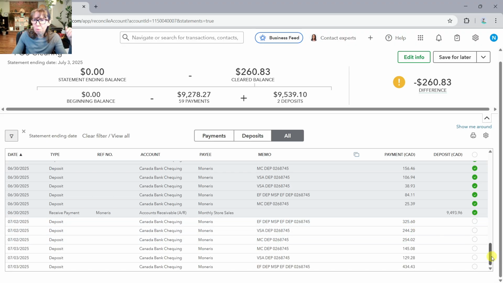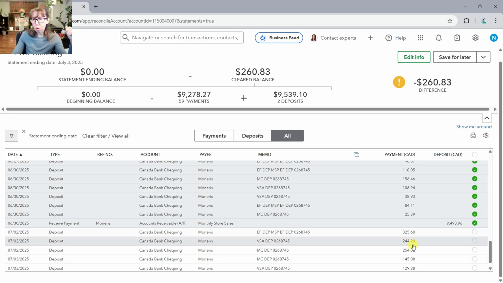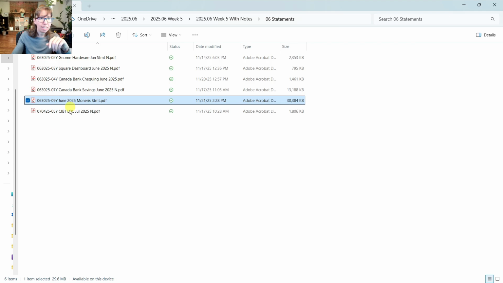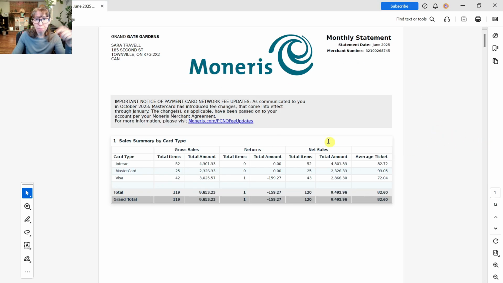So how would we know what portion of these 3 is June and what portion is July? And that's when we need the Moneris statement. So let's go ahead and open the Moneris statement up. So here's the Moneris statement for June.